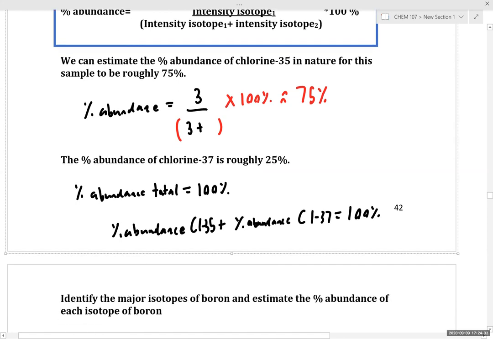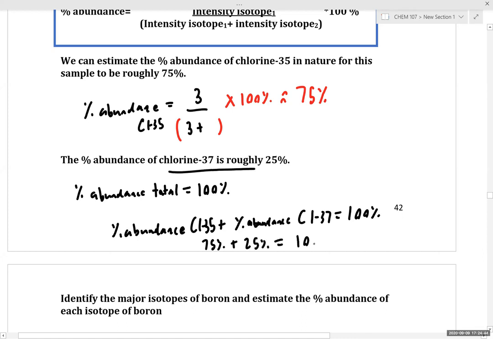So then we can actually test that. The percent abundance for chlorine 35 is 75%. For chlorine 37, it's roughly 25%. And as we see, both of our percent abundances add up to 100%. Does this make sense to everyone? So if we're accounting for all of our isotopes, the percent abundances should add up to 100%.